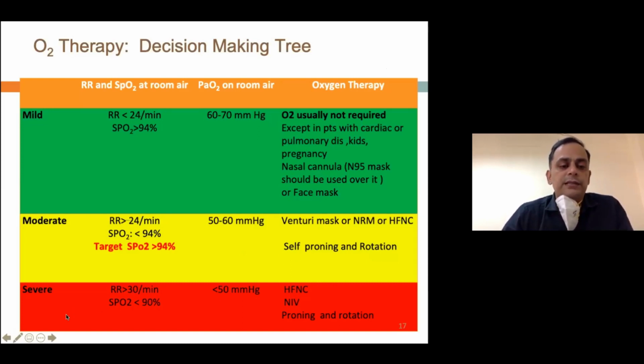If the patient is severely hypoxemic and he is having a respiratory rate of say more than 30 per minute, and in spite of this high respiratory rate and tachypnea, his saturation is not maintained above 90%, then these patients are having severe disease, and these patients should be started with high flow nasal cannula or NIV therapy. And if we are able to combine it with proning and rotation, it's well and good.